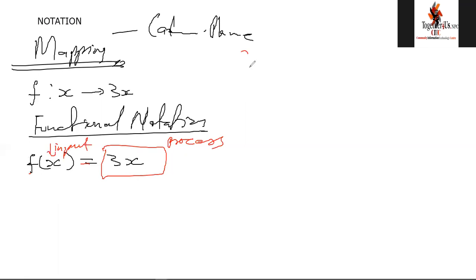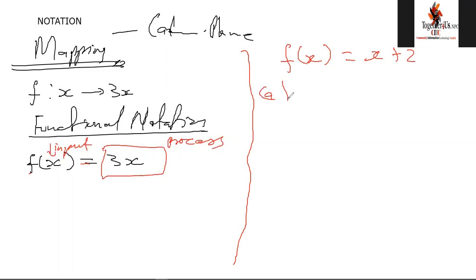So let me give you an example. Let's just play around with this notation so that you can internalize it. Suppose I give you a mapping and I say f of x is x plus 2. This is in functional notation. Then I say to you, find f of 1. Maybe let me write down all the questions. After f of 1, find f of minus 2 and find f of 0.